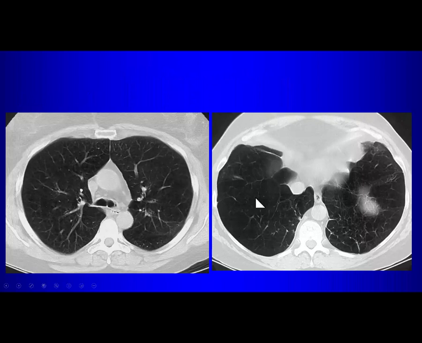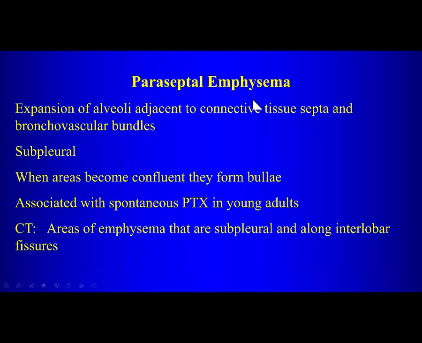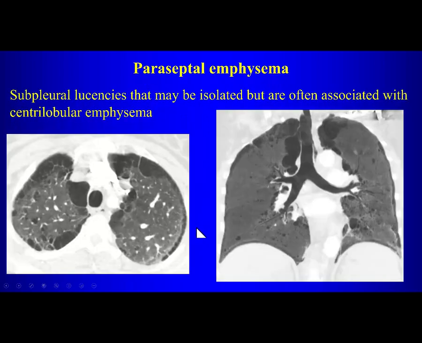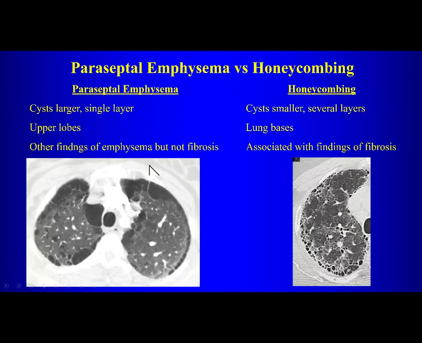So this tends to be worse at the lung bases. Centrilobular emphysema tends to be more extensive in the upper lungs. Panlobular emphysema tends to be worse at the lung bases. That's panlobular. And then paraseptal occurs in the periphery. This can be a cause of pneumothorax, especially in young adults. You can imagine if you have these peripheral areas of emphysema, they can very easily rupture into the pleural space and cause pneumothorax. So that's paraseptal emphysema.